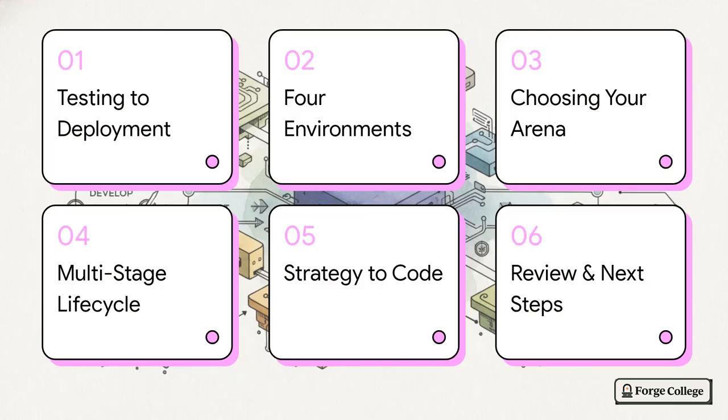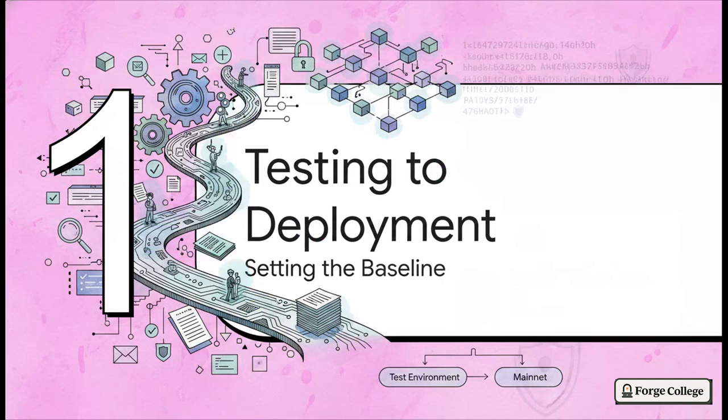Here's our engineering blueprint for the explainer today. We'll map our journey from testing to deployment, meet the 4 environments, figure out choosing your arena, walk through the multi-stage lifecycle, translate that strategy to code, and finally, do a review and next steps. Section 1. From testing to deployment.